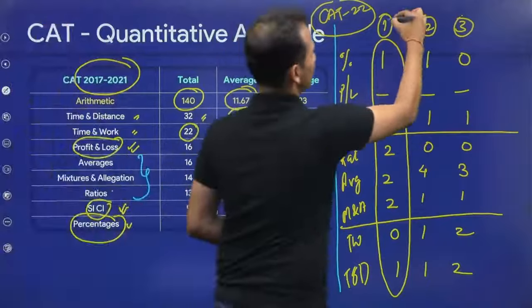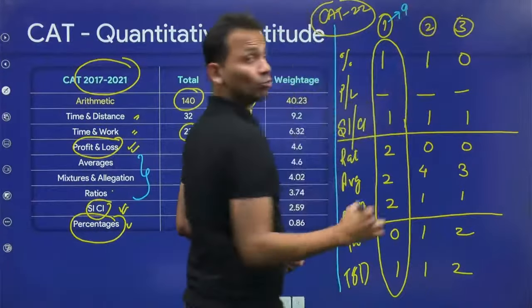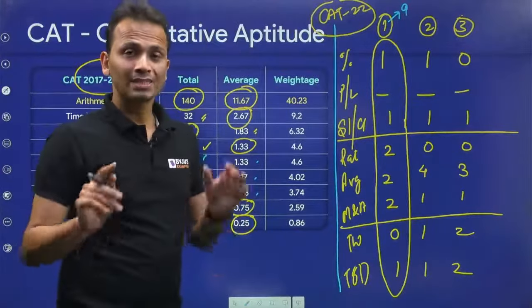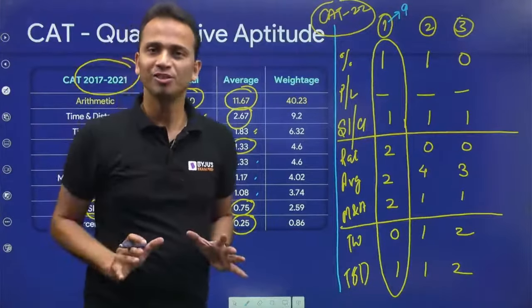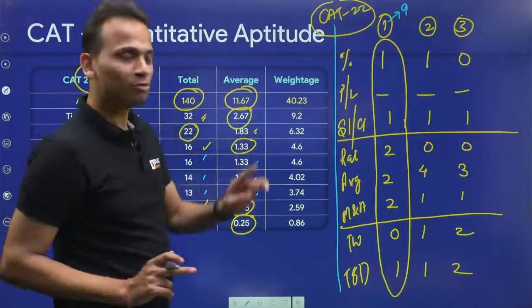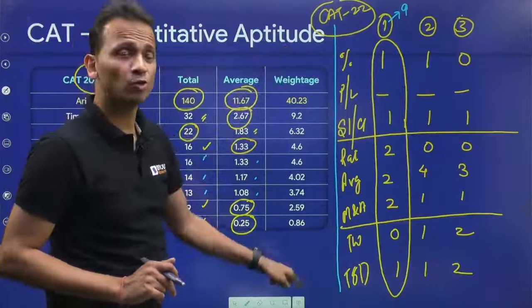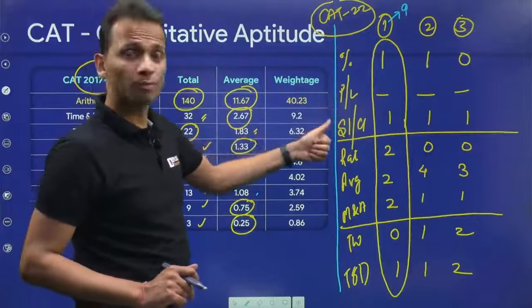from arithmetic. 9 questions out of 22 questions. That is more than 40%. Okay, so more than 40% of the questions appeared from arithmetic only in slot number 1. Let's talk about slot number 2.